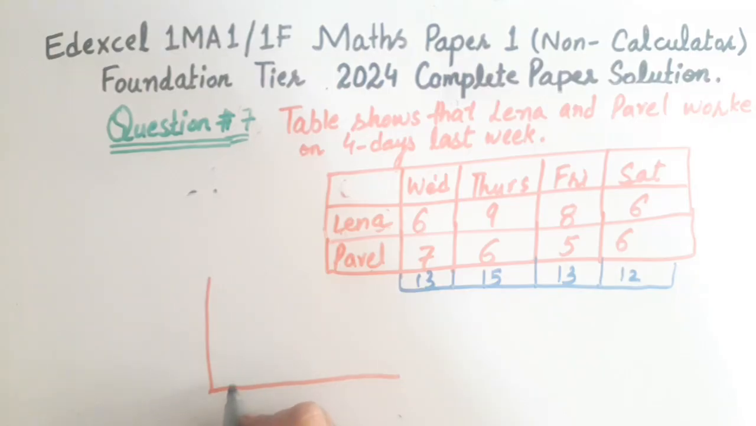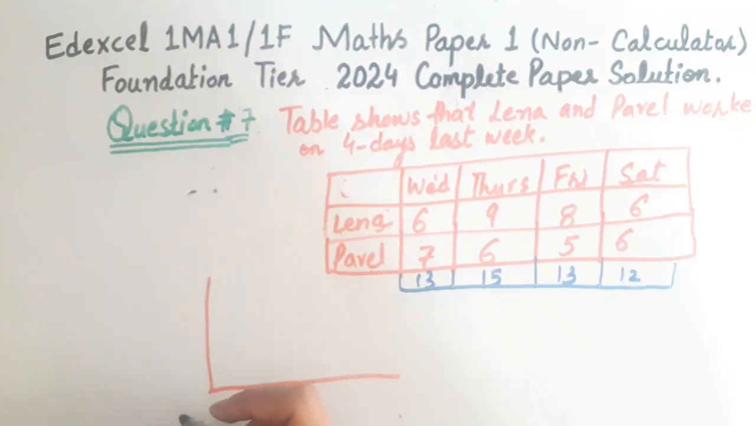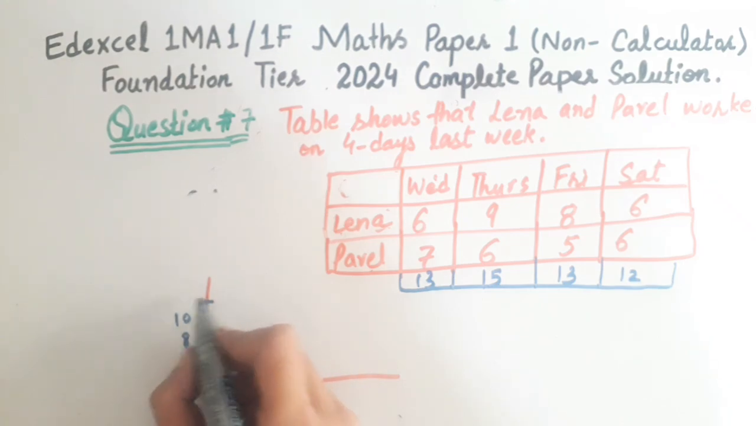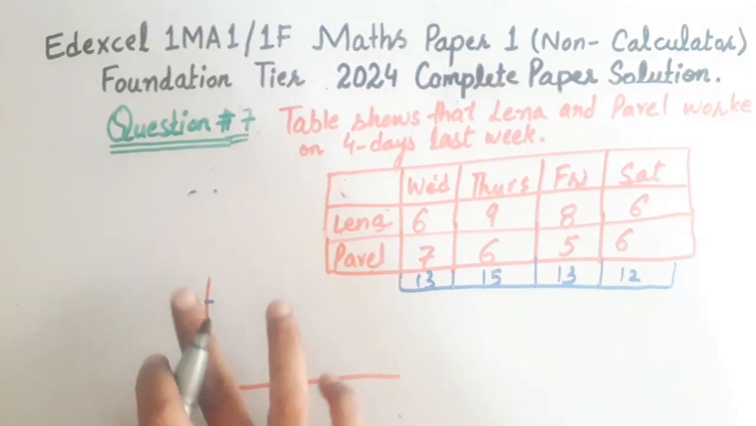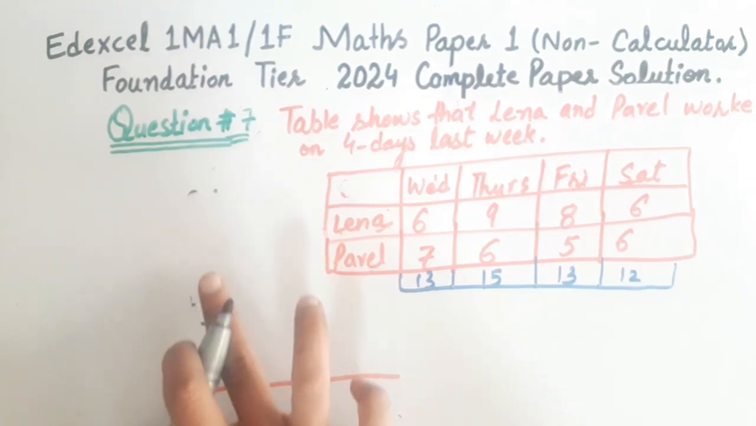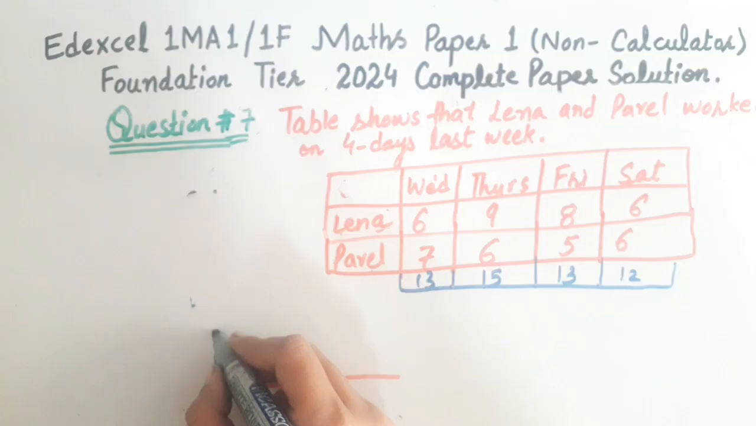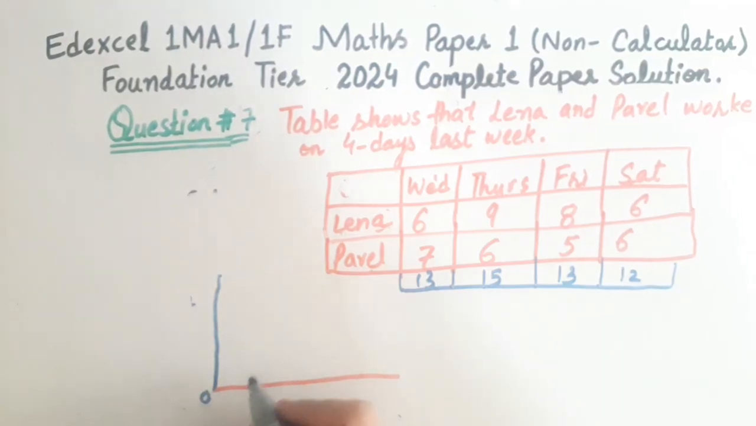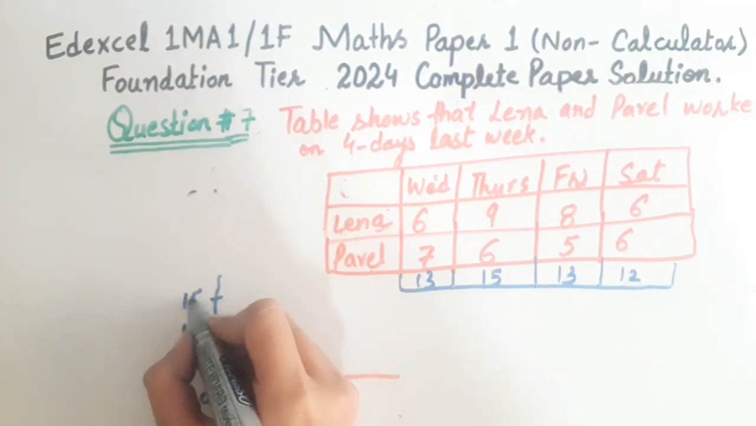Here we write the days, here we write the numbers. It will start from 2, 6, 8, 10, 12, or we take the difference of 5. Let's suppose I draw this again: this is 0, then consider this is 5, equal distance, this is 10 and this is 15.